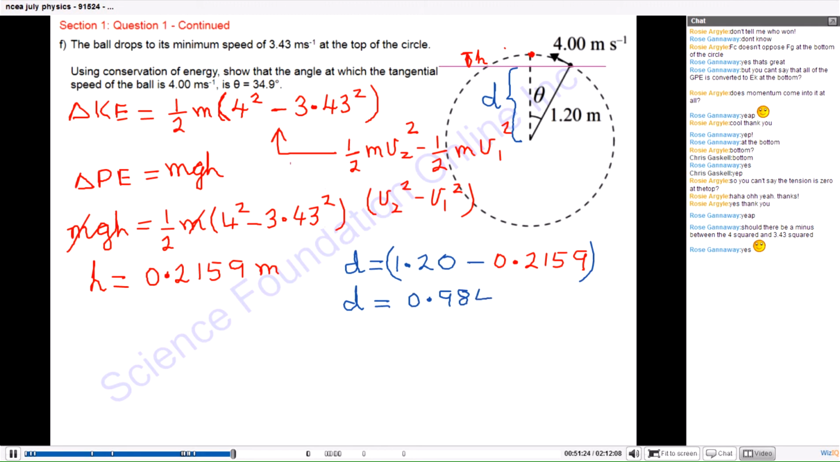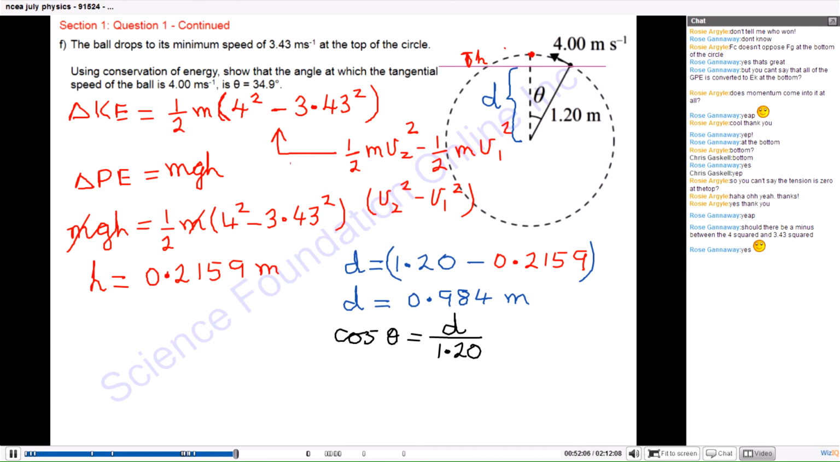0.984 meters. Okay. Once you've got that, then it's not a problem to calculate this angle theta, because that's going to be what? We can get the cos of that angle, adjacent on hypotenuse. Cos theta is d on 1.20. So I can say here, cos theta is the adjacent side d divided by the hypotenuse length, which is 1.20.